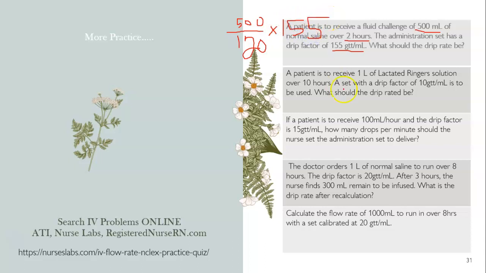Okay. 1 liter, 10 hours with a drip factor of 10. 1 liter over 10 hours, 10 times 60. Set it up every time. You will not get in trouble.